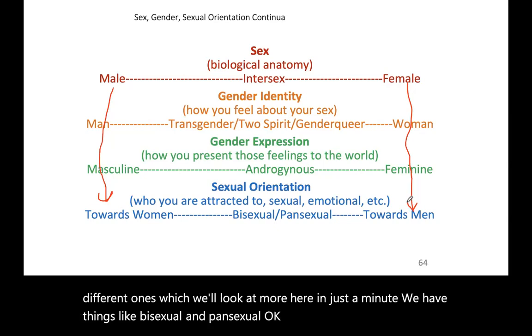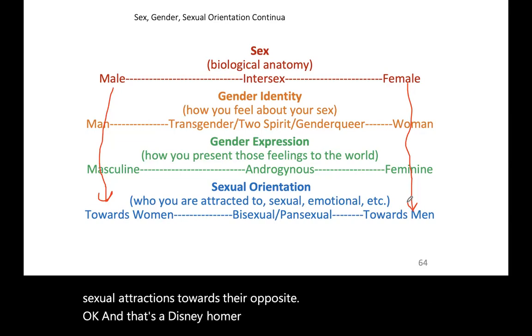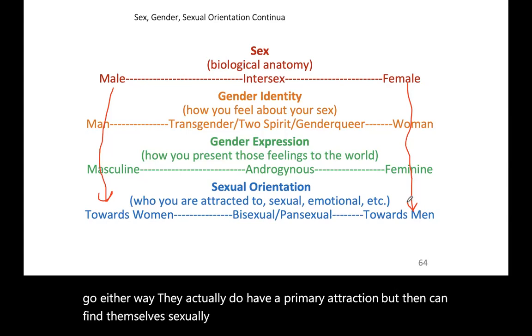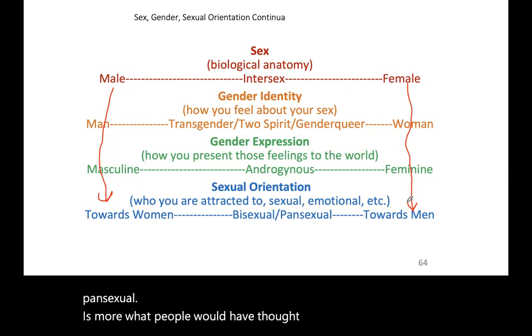Bisexual is when a person does have a primary sexual orientation, but will also have some sexual attractions towards their opposite. Okay. And that's a misnomer about bisexual people, that they just go either way. They actually do have a primary attraction, but can find themselves sexually attracted to their opposite. Okay. Pansexual is more what people would have thought with the bisexual.